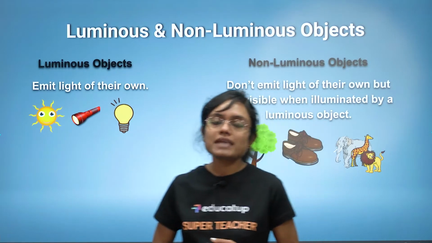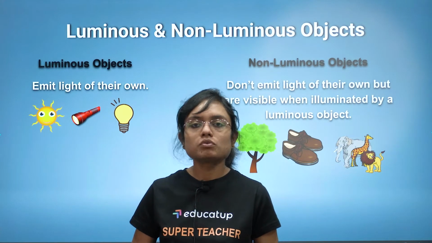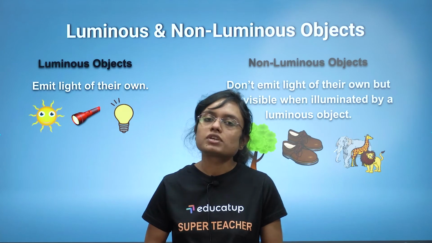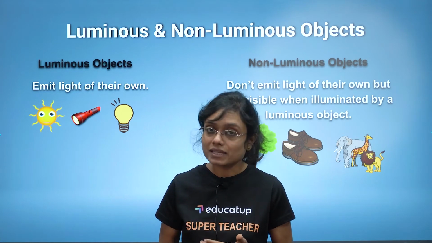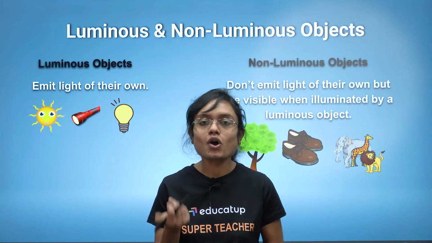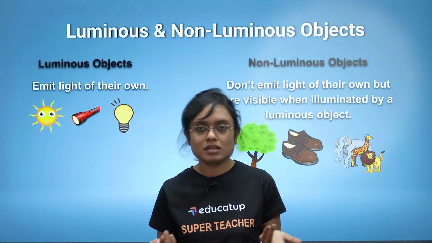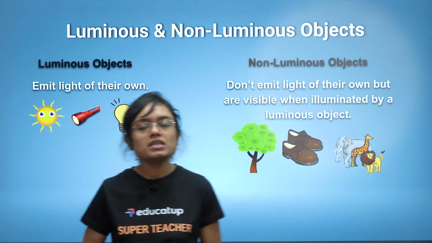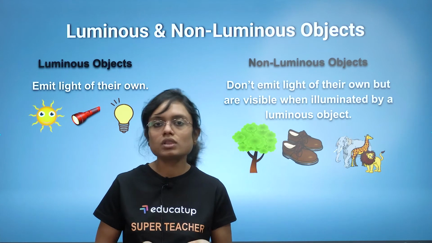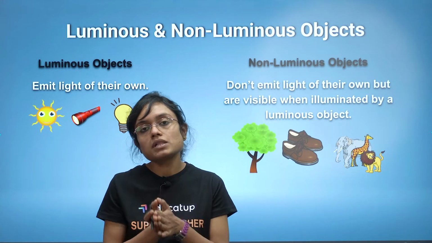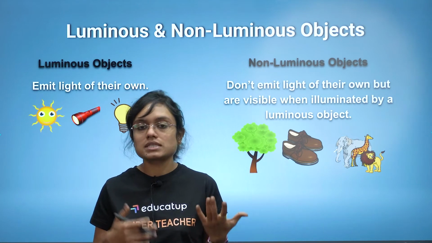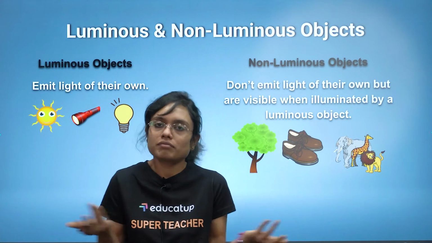Now, luminous and non-luminous objects. The objects are of two types. Luminous objects are those objects which emit light of their own. Now, for example, sun. Sun has its own light. So, luminous. A bulb has its own light. Luminous. A torch has its own light. Luminous. Now, non-luminous objects, the objects which do not emit their own light because they do not have their own light, but are visible or can be seen easily when they are illuminated by a luminous object. For example, trees, shoes, me, you, everybody.